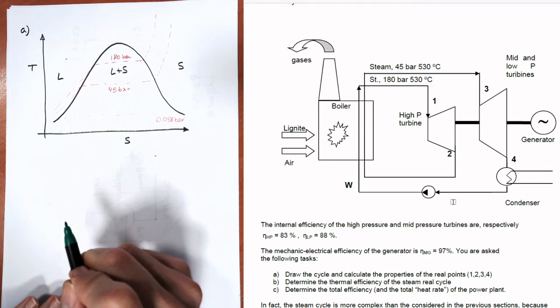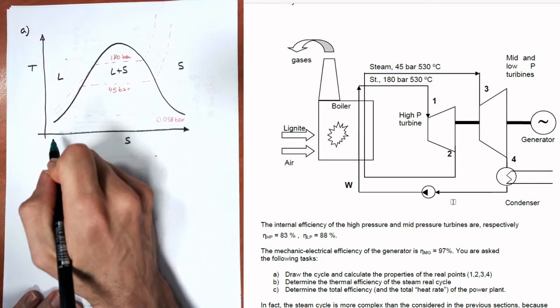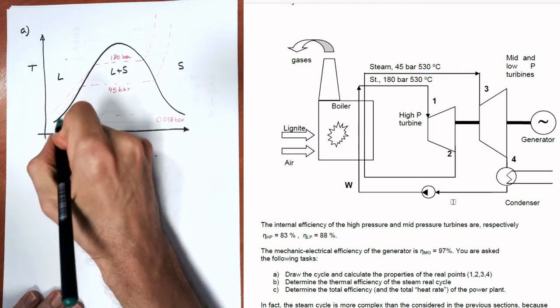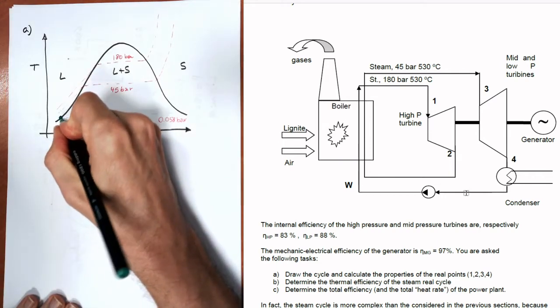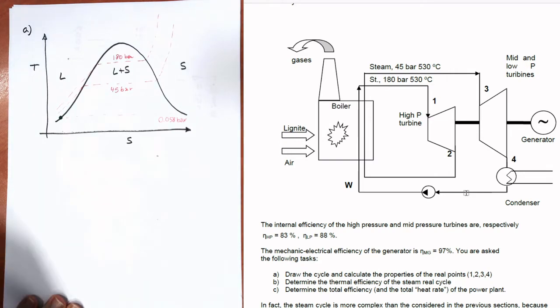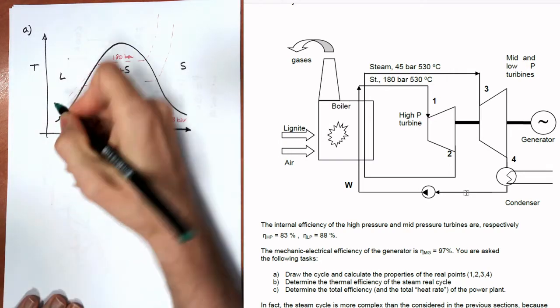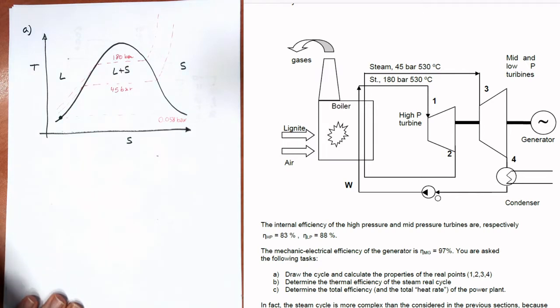I like to start the cycle always from the exit of the condenser. The condenser is a big tank which has a mixture of steam and liquid, but all the saturated liquid is gathered at the bottom, and this is where our pump is connected. So the pump is getting water from the bottom of the tank, so it's liquid water. So this is the point before the pump, and now we pump the water.